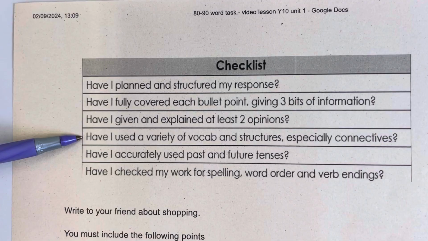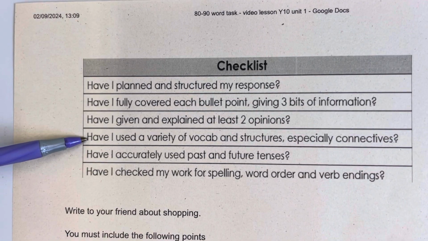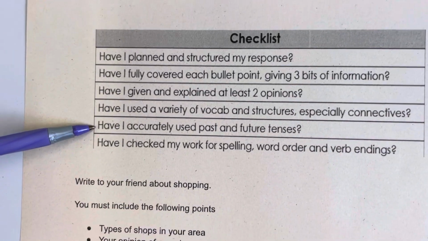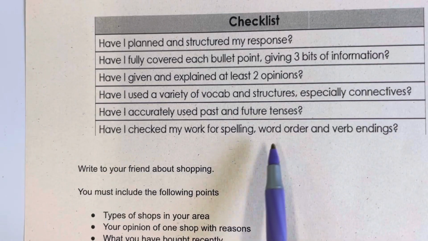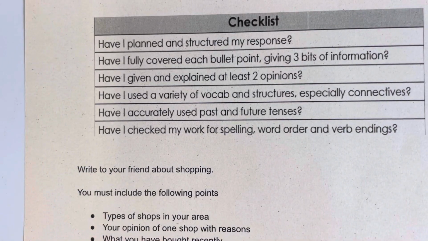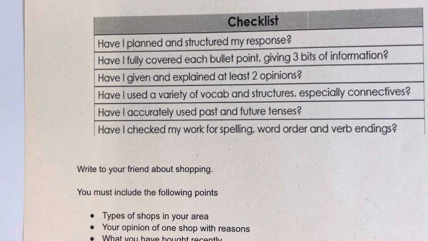Have I used a variety of vocabulary, structures and connectives? This obviously is key to ensure that we've covered all 4 bullet points. Have I accurately used the past and future tenses? And finally, as we should always be doing, have I checked my work for spelling, word order and verb endings? This feeds very much into that 5 marks available for language.